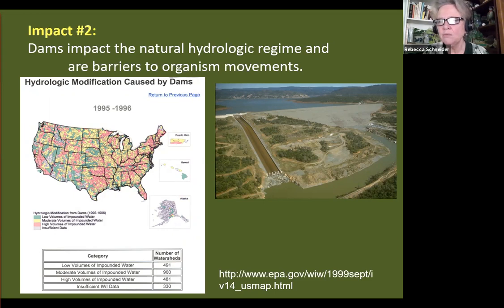This is a very old figure from 1995, but I haven't found a comparable version of it since. What it shows for the entire United States are watersheds that have high volumes of water impounded by dams. They're the red. Yellow is moderate volumes of impounded water, and green is low. And what you see is that in the entire United States, almost 2/3 of the water in watersheds has been impounded by dams.